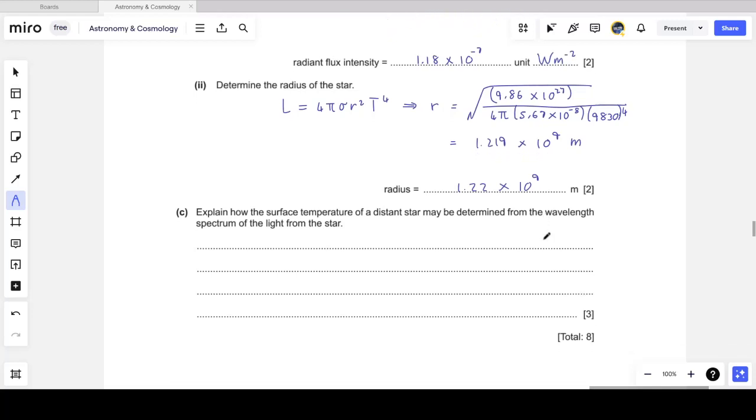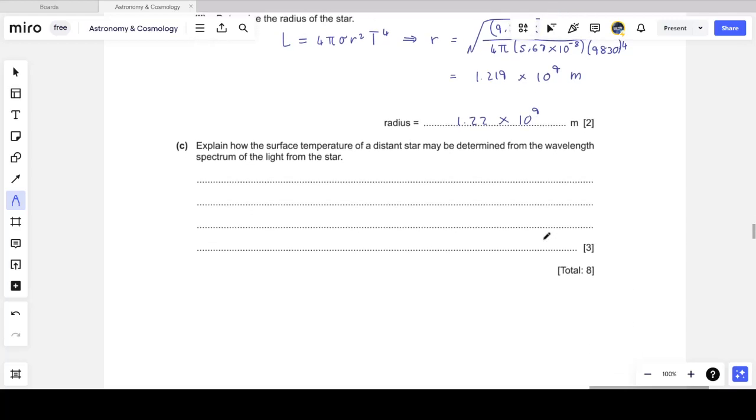The last question asks us to explain how the surface temperature of a distant star may be determined from the wavelength spectrum of the light from the star. So let me show you mathematically how we would do this and then explain this in words. If I observe the spectrum of light appearing from the star, there's a nice curve of wavelengths at different intensities. I look for the wavelength at the peak, meaning the wavelength that's being emitted by the star the most, which has the highest intensity.